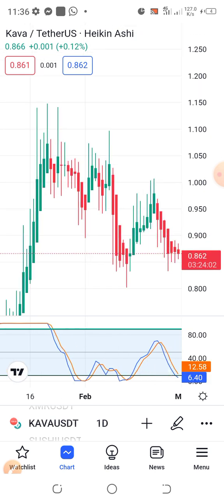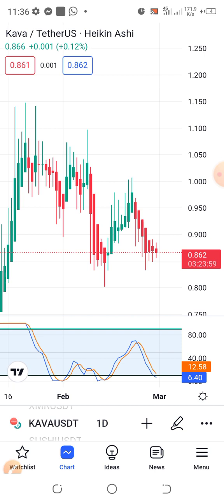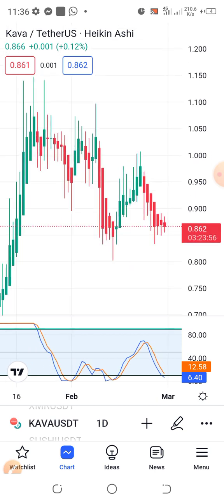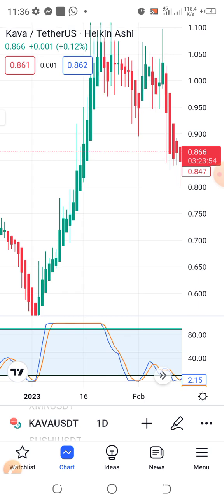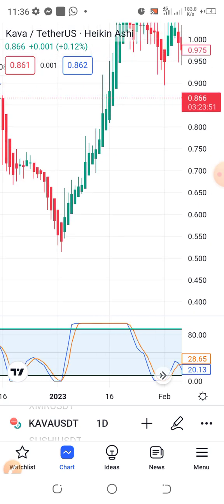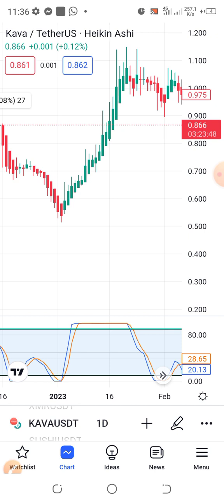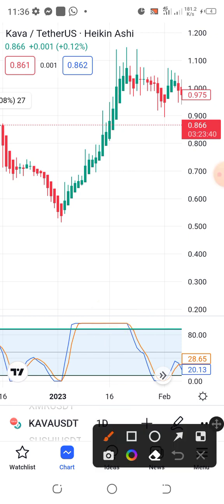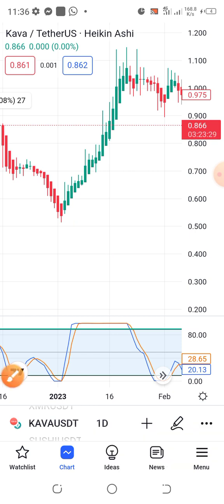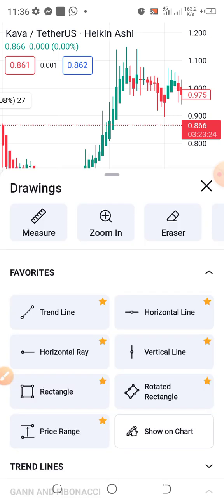So after getting your charts ready, we shall go into our identification as well. For example, this is also another good example of a pin bar here, that green candle. So how do you trade it? You just come here, you tap on the pencil, and you get a horizontal ray. This one, all right, that one.